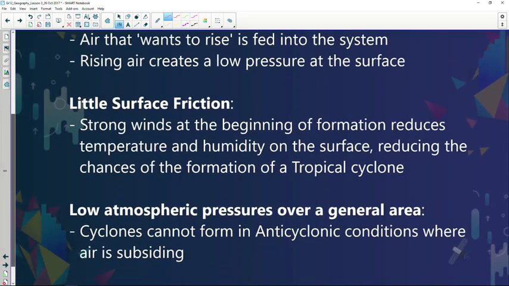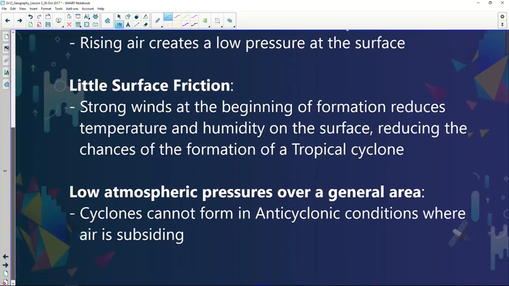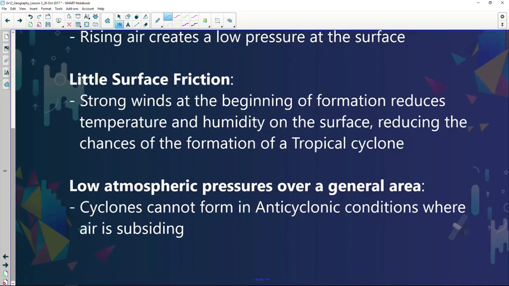Now, as you can see, there needs to be little surface friction, like I've mentioned before. And there needs to be low atmospheric pressure in general. Okay. Now, very important, tropical cyclones can't form if there are anticyclonic conditions. Anticyclonic conditions are high pressure systems. This we will discuss in detail in the next episode. But let's continue with tropical cyclones.